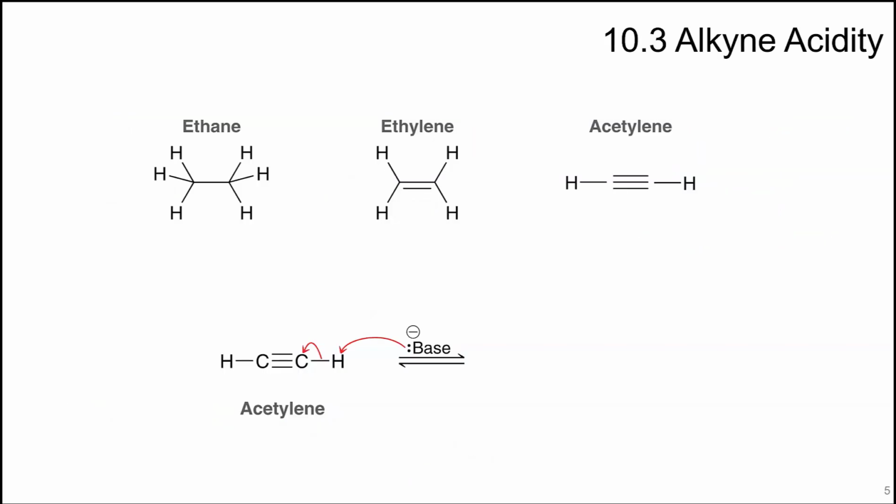Alkynes are acidic compared to alkanes. If you recall, the pKa of an ethane is around 50. For an ethylene proton is around 44. And for acetylene, it's around 25. If we have a strong enough base that can go fishing for the proton, the electrons go on to the carbon.